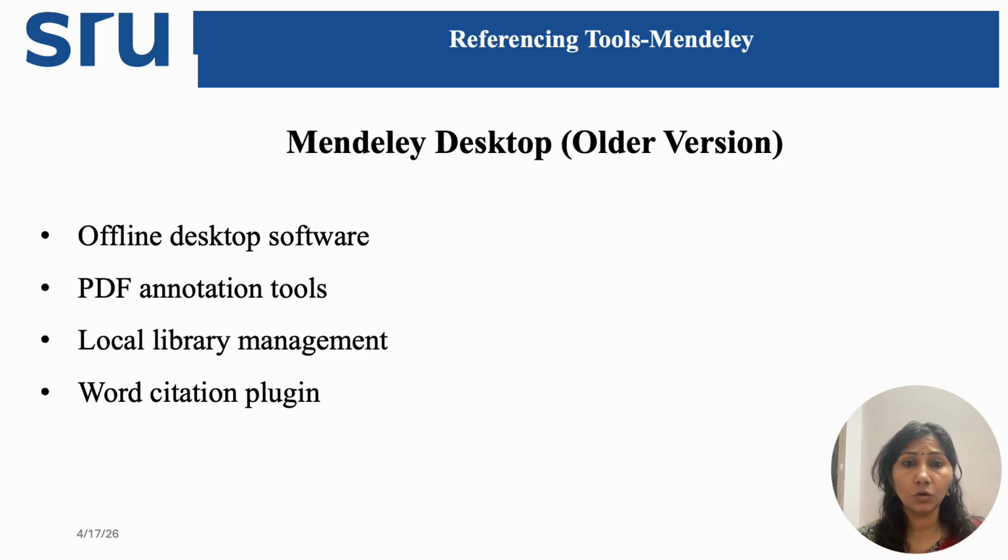It includes the Word citation plugin that helps to insert citations while writing the documents itself. Although it is older, it is still useful for users who prefer offline access also. So both offline access and online access you can use. Without internet connectivity, in the desktop version, whenever you are storing the paper, it will be there in the desktop version, and you can cite the paper whenever it is required.